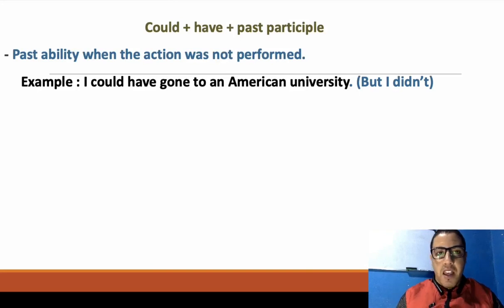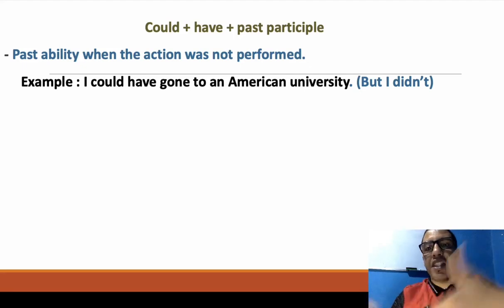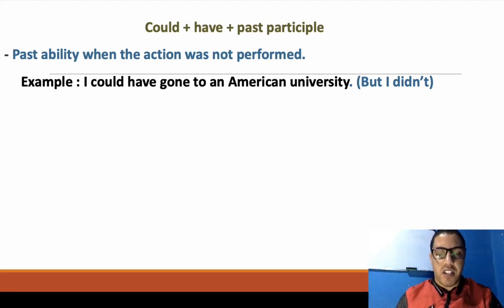Next one. Could plus have plus past participle. Okay, could have plus past participle. So this one is used to express past ability when the action was not performed. It means that you had the ability to do something, but you didn't do it. Got it? Example.